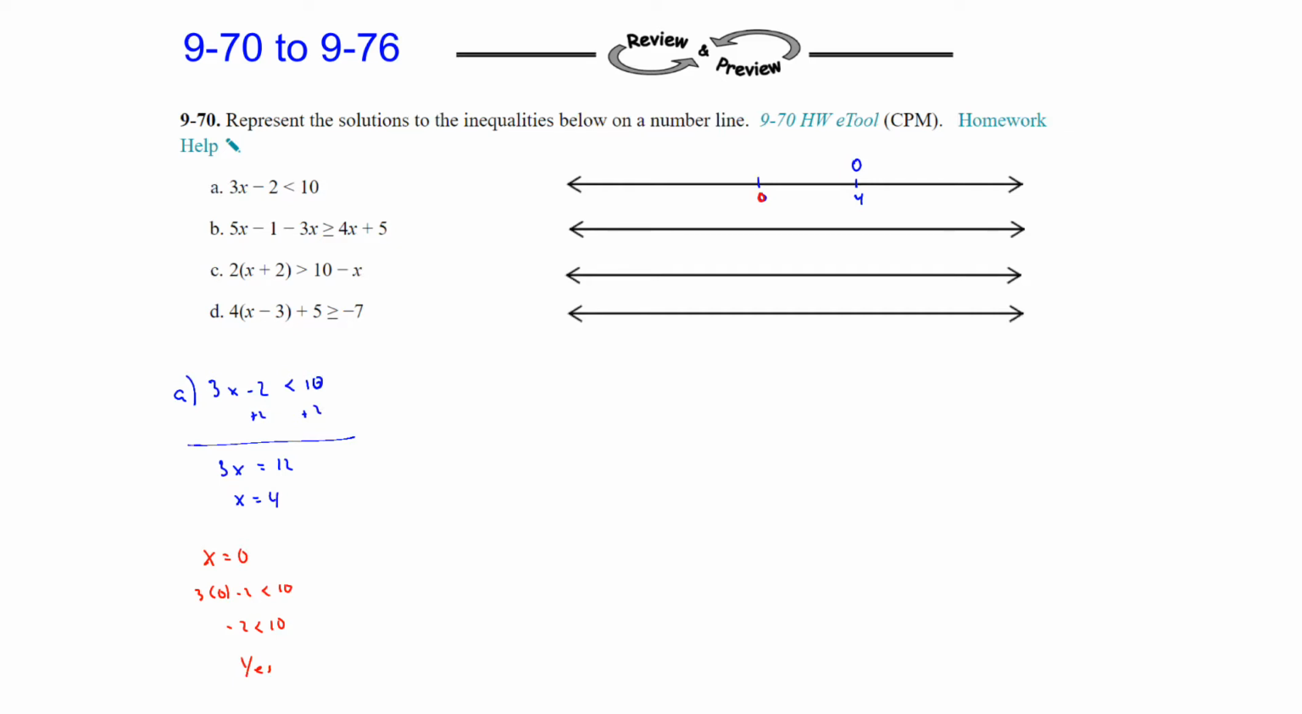So that means our line goes to the left. So all values of x that are less than 4. That would be our solution, and then you have the number line as well.